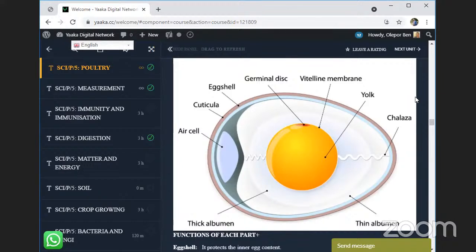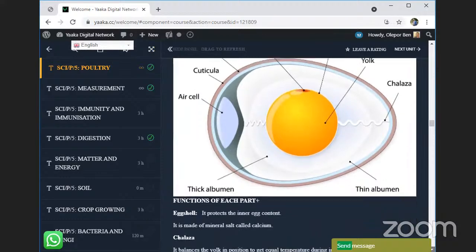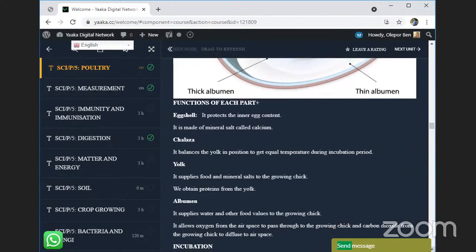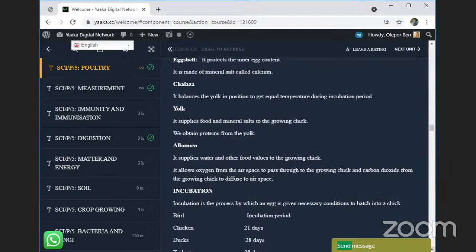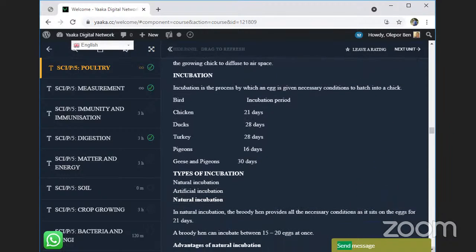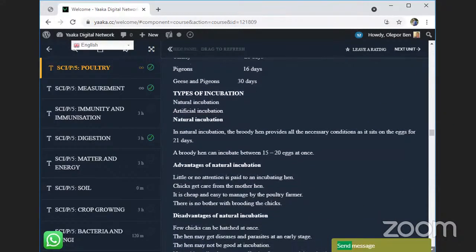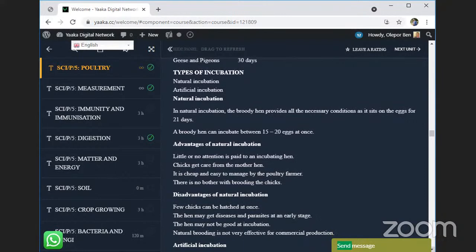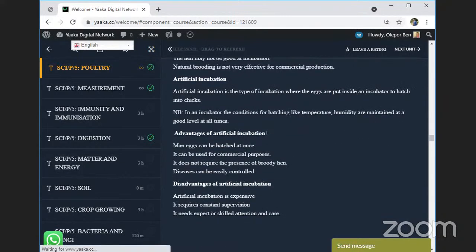So that's why here we have what we call incubation period. And they will always ask you what incubation is. You simply say it is the process by which an egg is given necessary conditions to hatch into a chick. The types of incubation are very clear here, and we don't need to repeat that because last time we discussed that.